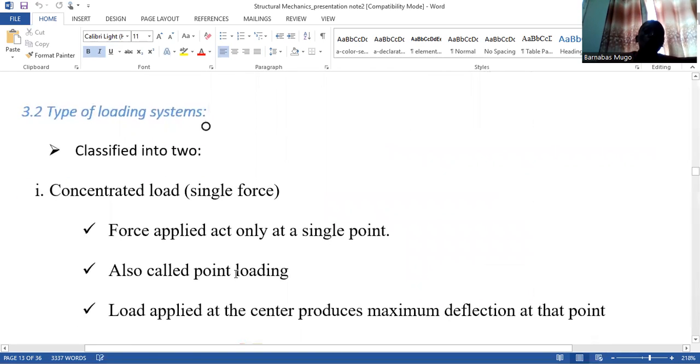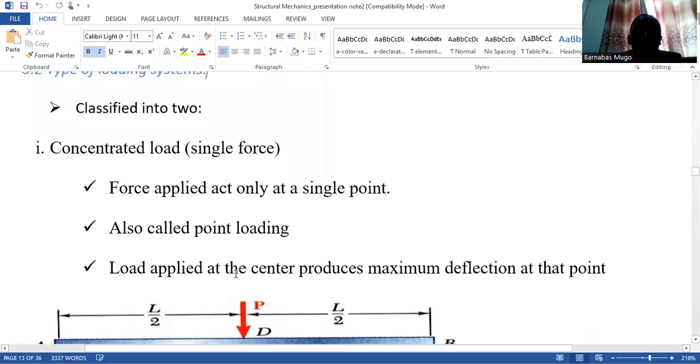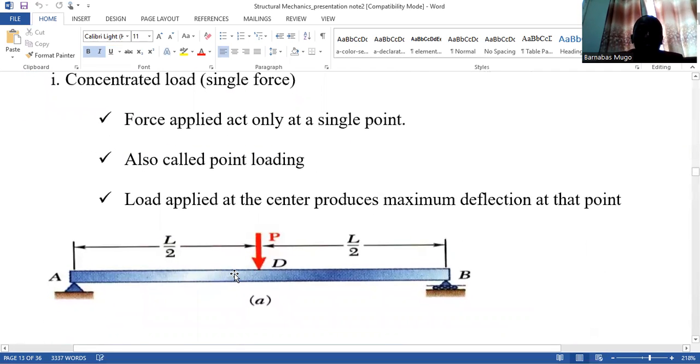Then we are supposed to look at the types of loading system. We have two main types of loading system. We have the concentrated load, that is the single force. In this case, the force applied acts only at a single point. The force that is applied acts only at a single point, and it is called a point load.